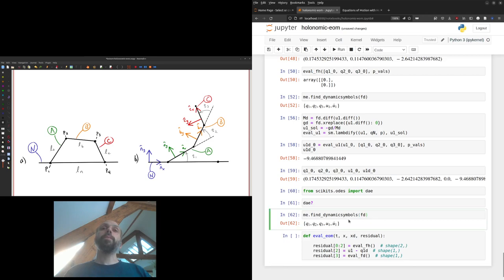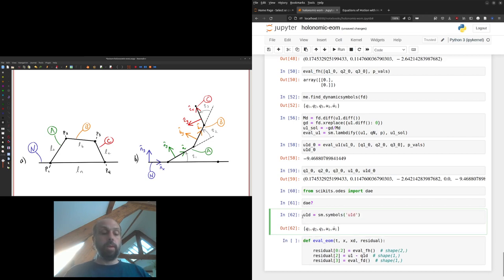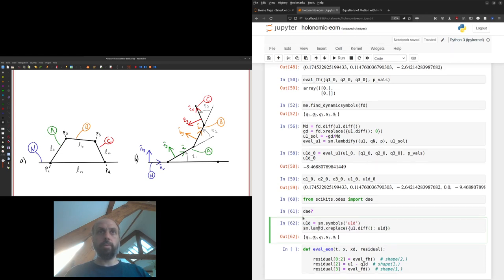One thing that LambdaFi is not going to like is this U1 dot term. So what we're going to do is take FD, and let's create a U1 dot equals sm dot symbol. We can just make it a symbol, we don't have to differentiate it. Then FD dot xreplace U1 diff with U1 dot. Right? So that's what we want to evaluate. This will work better with LambdaFi. So we'll do sm.lambdify.